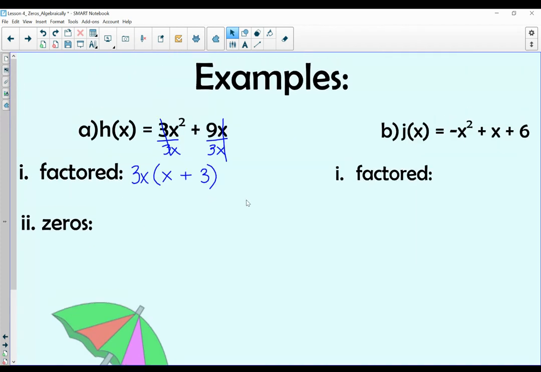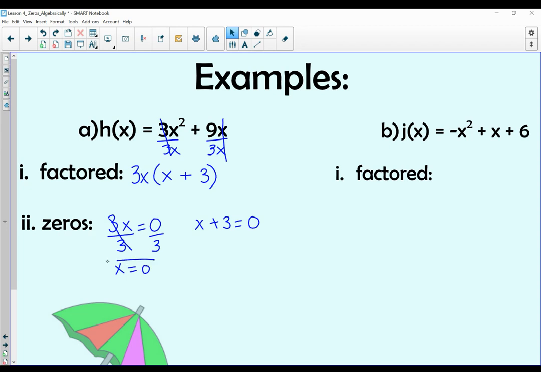In order to find the zeros, I need to set each factor equal to 0. I need to set 3x equal to 0, and I also need to set x plus 3 equal to 0. 3x equals 0, well, again, I talked about this in the last video. 3x is really 3 times x, and the inverse operation, or the opposite of multiplication, is division. So I need to divide both sides by 3, and I get x equals 0.